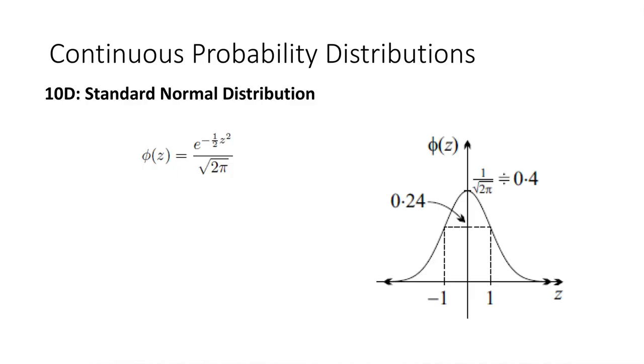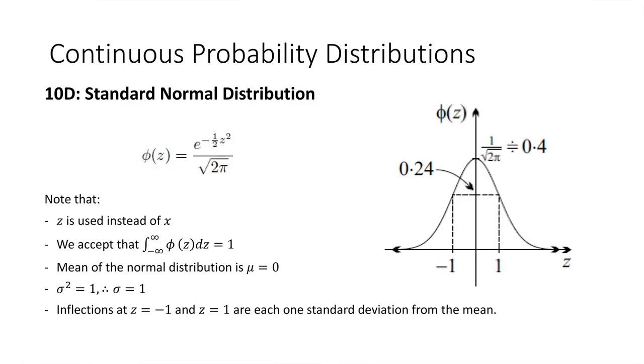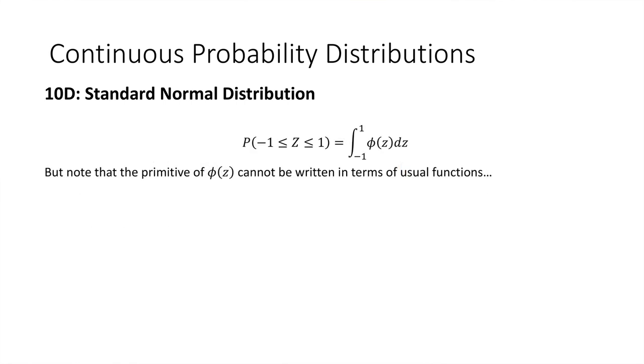So we've got that. Notice z instead of x when we're looking at the normal distribution. We accept that this is true. Sorry that we do at this point. So that we're accepting that that area is 1. The mean is 0. Well, you can see that from the fact it's symmetrical and that's where the peak is. And the standard deviation is 1 and minus 1. And notice that that's where the inflections are in the graph. So that's interesting that that's where the inflections always are in the graph here. So that's at one standard deviation from the mean.